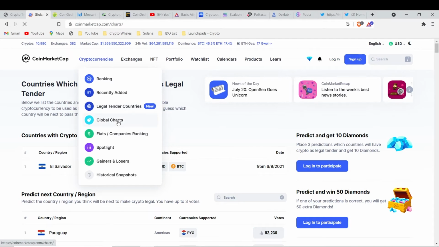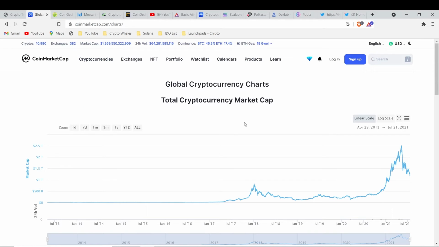Next up, you can also see global charts, where you can see the overview of the current market cap of all the cryptocurrencies out there. So as of July 2017, about 100 billion, right?